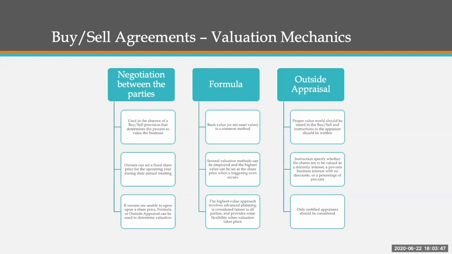Let me ask something before you go on. So typically, besides what Jeff just mentioned, of all the three things that you see in front of you, what's going to happen is that the trigger events tend to tie with one of these, either an outside appraisal or formula or negotiated, depending on what kind of trigger events. And that needs to be stipulated right in the buy-sell agreement.